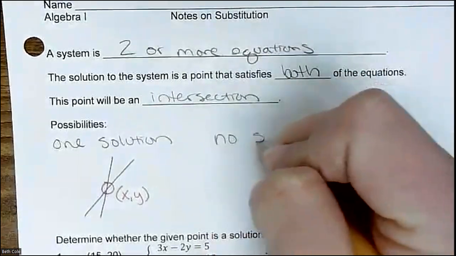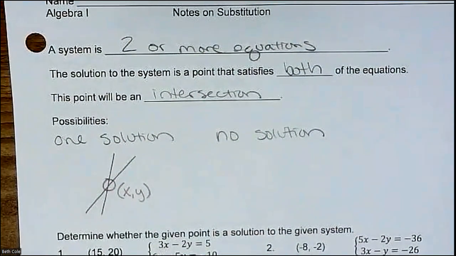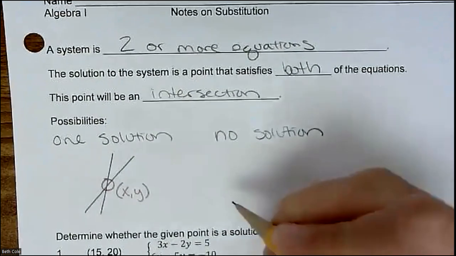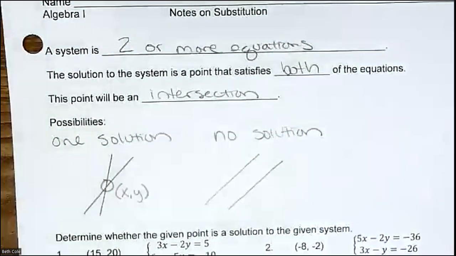You could have no solution. And what would that look like if the lines don't touch? Parallel. Good. So like this. So there isn't an intersection.